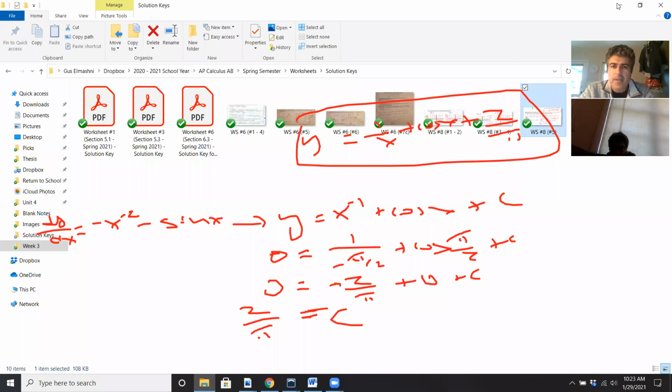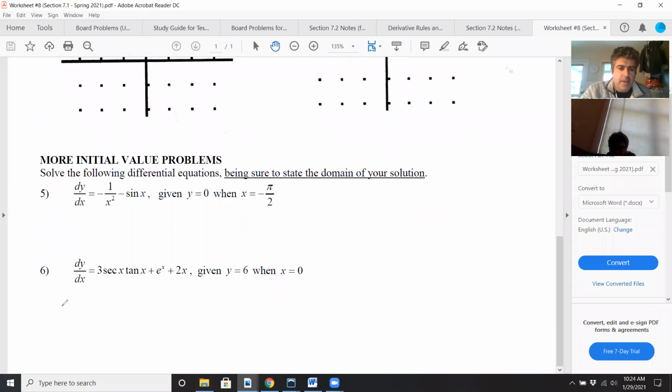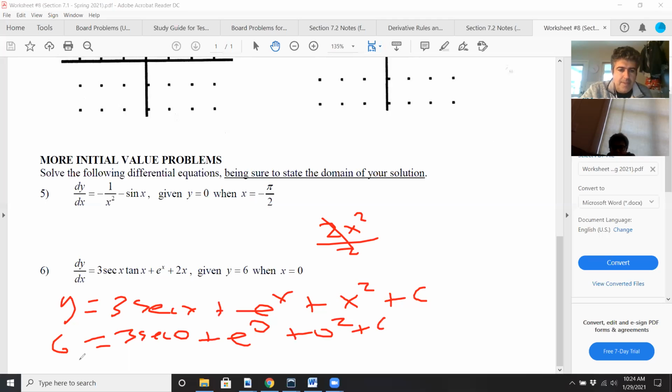Okay. And then lastly, for this one right here, y is going to equal 3 secant x. If you recognize that antiderivative, the antiderivative of e to the x is e to the x, and for 2x, you add 1 to the exponent, divide by the new exponent, those cancel, that's why you get x squared, plus c. Plug in the initial condition: 6 equals 3 secant 0 plus e to the 0 plus 0 squared plus c. 6 equals 3 plus 1 plus 0 plus c. C is going to equal 2.